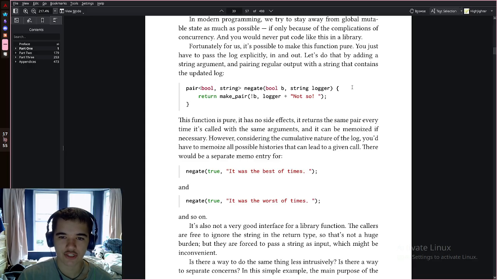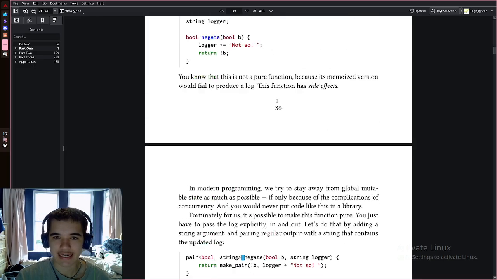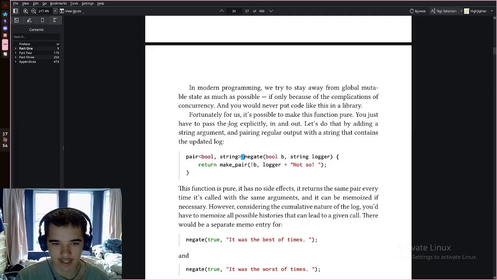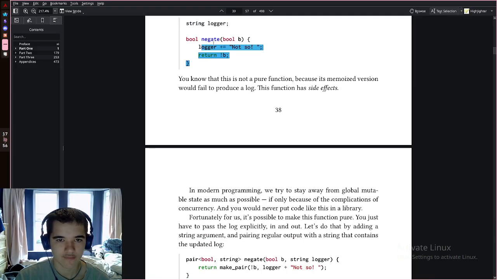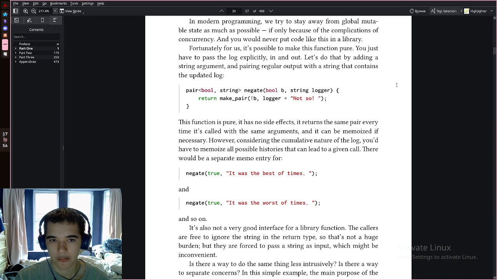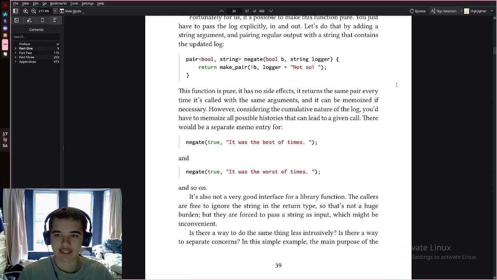This is literally a state monad. Granted, C++ makes it so easy to return multiple values, but you have a tuple with a bool and a string, and that string is the state being appended in and out. Notice how I said, here, in and out. It's kind of cool. This function is pure, it has no side effects, it returns the same pair every time it's called with the same arguments, and it can be memoized if necessary. However, considering the cumulative nature of the log, you'd have to memoize all possible histories that can lead to a given call. There'd be a separate memo entry for negate and negate.